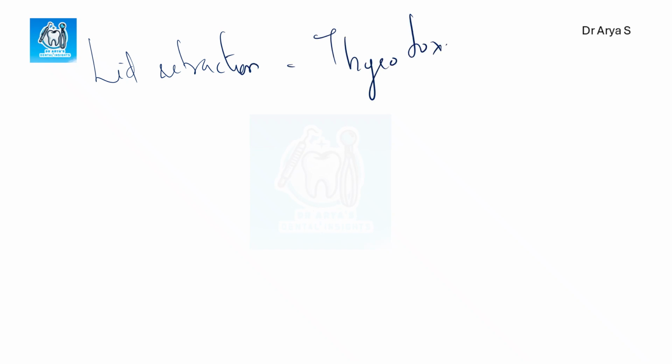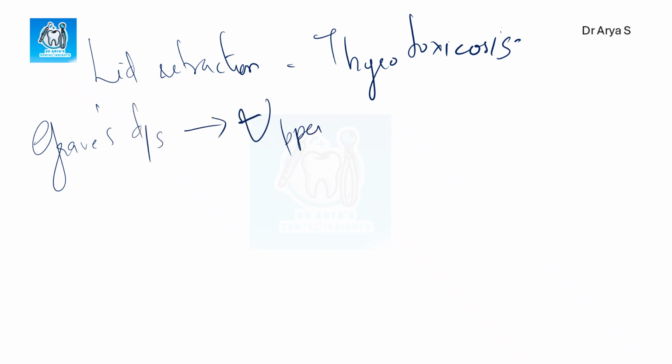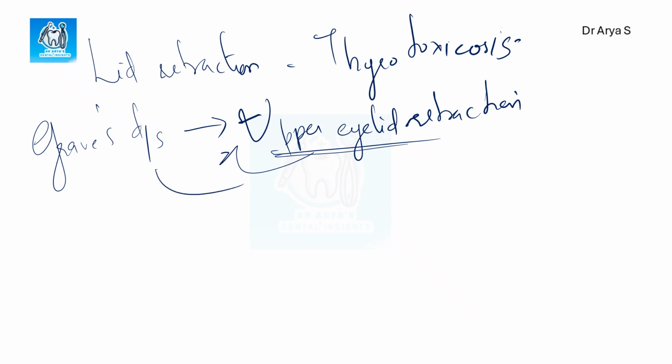So what is lid retraction? It is a prominent ophthalmologic sign seen in thyrotoxicosis. And for Graves' disease, upper eyelid retraction is the most common sign of Graves' disease. Okay, the most common sign of Graves' disease.